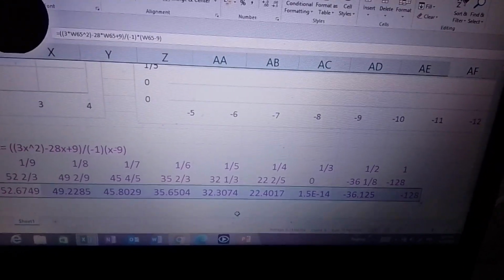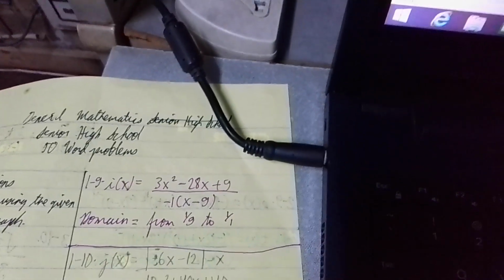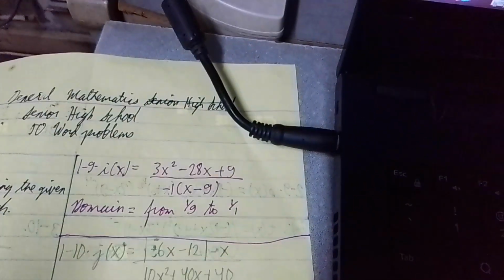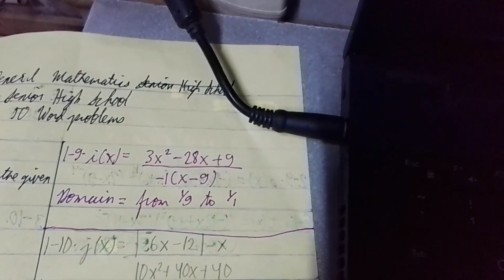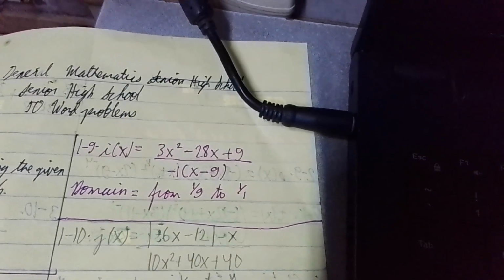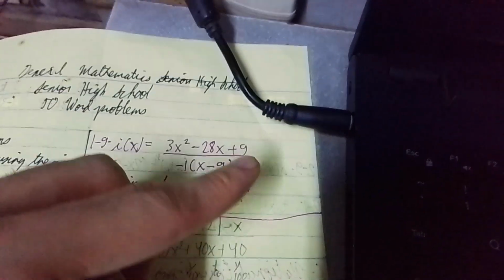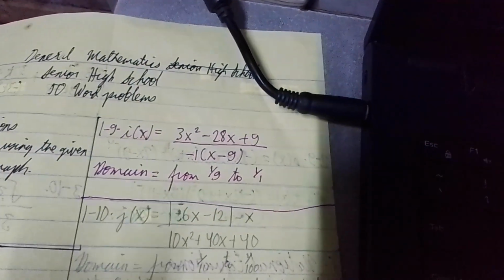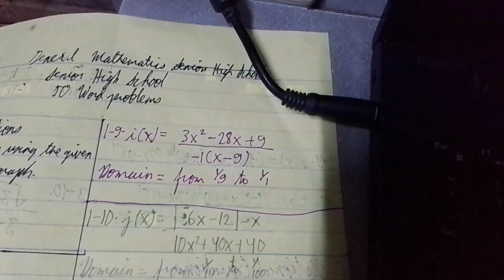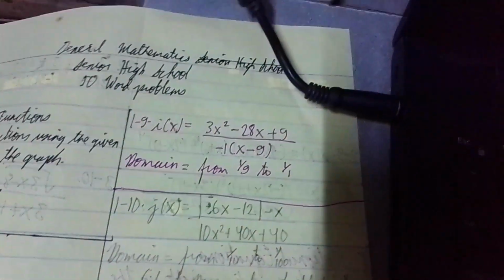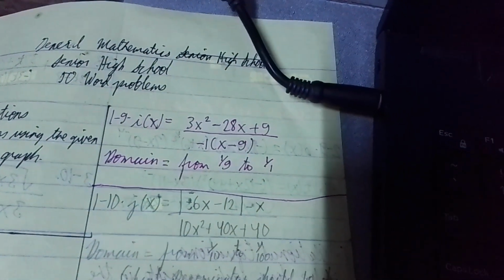Yan, we should have come up with those values if it were written in decimal form. So that's how we do the graph. Actually, to be honest, there's also a way in how you can simplify this. You can factor this out. Pwede ka mag-factor. Diba, remember, you can do 3 times 9 equals 27. Apply quadratic. 27, that becomes, ano yun? Negative 28. So what two numbers multiply together to give you positive 27 and add to give you negative 28?